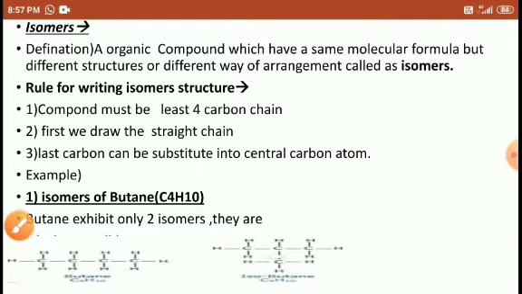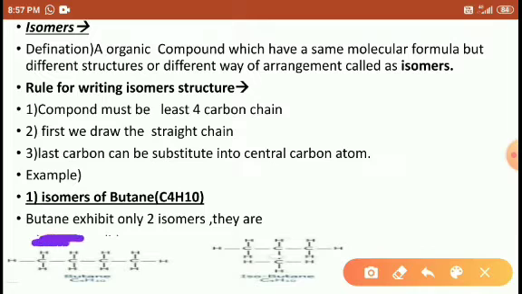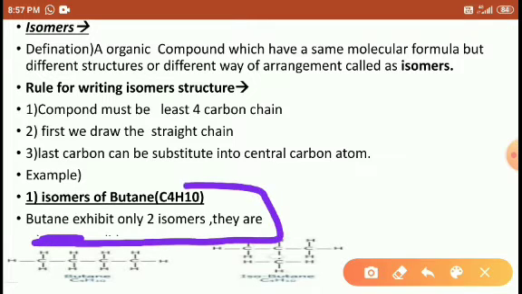So these are the two different styles we have to write. So butane, this is an important point. Butane exhibits two isomers only. And as the carbon atoms increase, the isomers we have to write also in different styles, more than two styles. Okay.